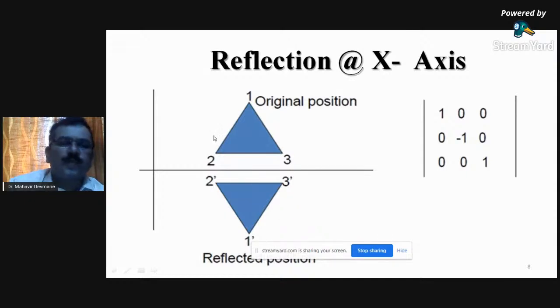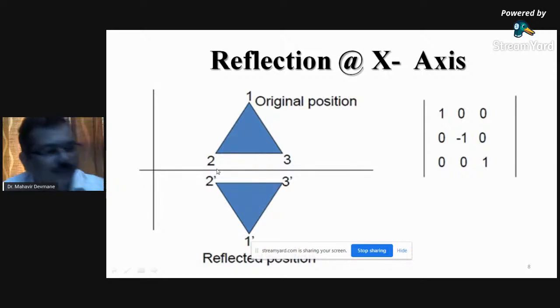So actually what happens, see this, I will compare 2 and 2 dash. What will the x value be for 2 and 2 dash? Will it be the same? The x value of 2 and 2 dash is the same. This particular x value remains the same for both of these, right?